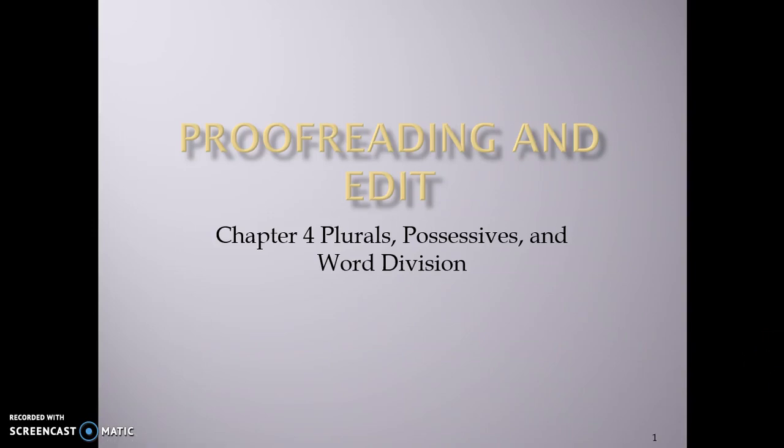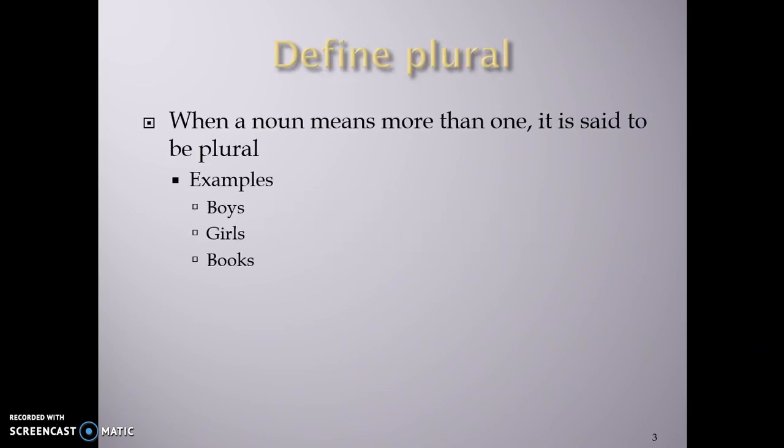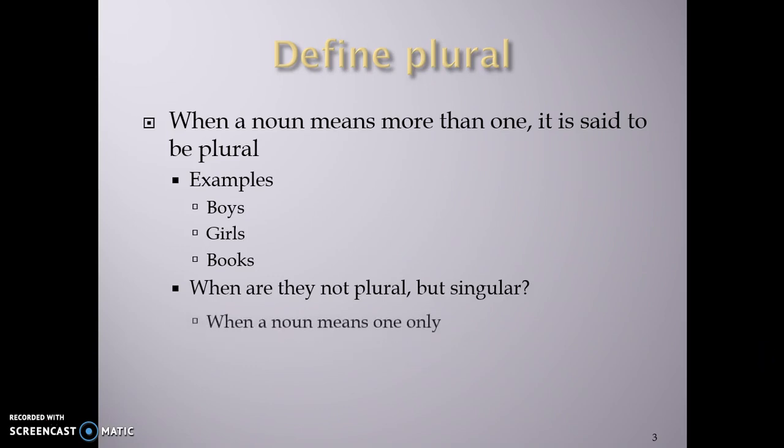Chapter 4. Chapter 4 of Proofreading and Editing deals with plurals, possessives, and word division. We first want to start with plurals. The definition of plural is when a noun means more than one, it is said to be plural. So examples you have here are boys, girls, books. And when they're not plural, they're said to be singular. This is when a noun means only one.